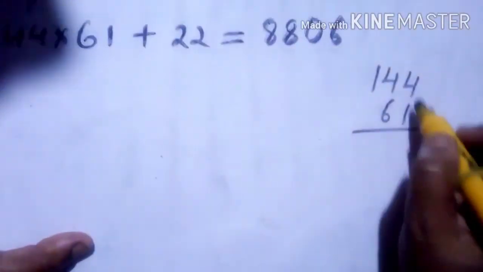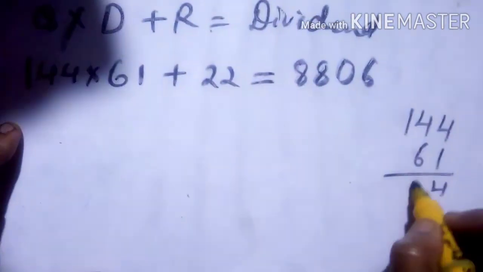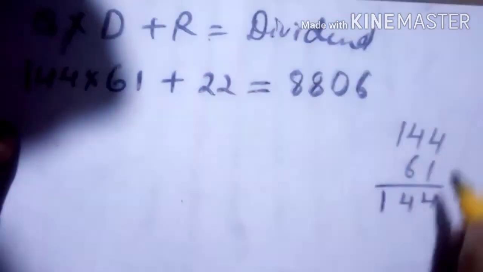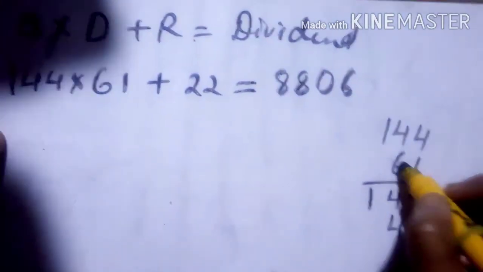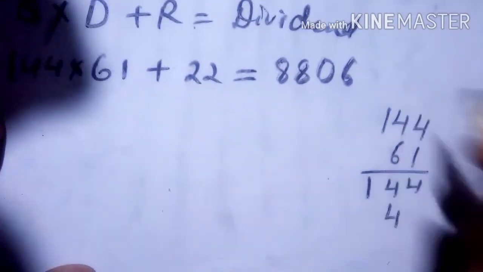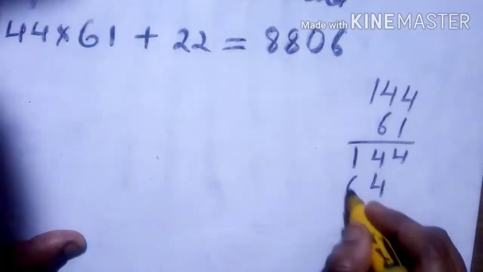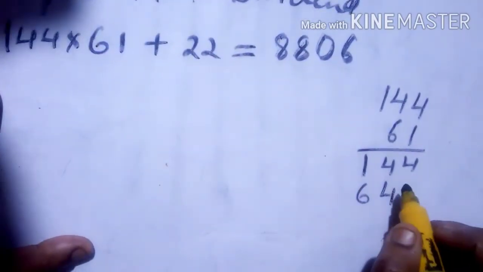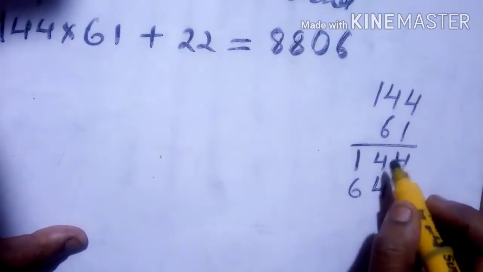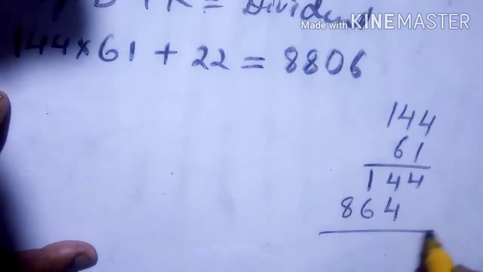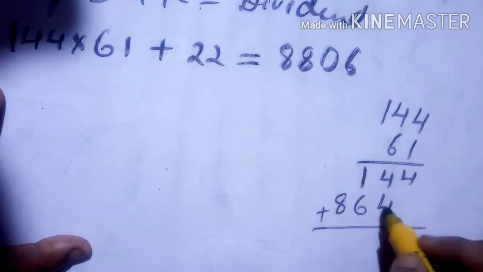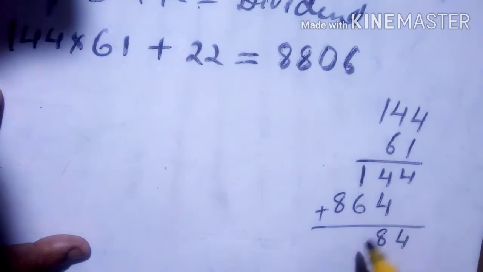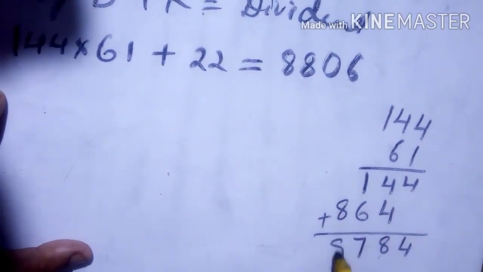So 4 into 1 is 4. 4 into 1 is 4. 1 into 1 is 1. 6 into 4 is 24, 2 carry 4. 6 into 4 is 24 plus 2, 26. 6, 2 carry. 6 into 1 is 6 plus 2, 8. Okay, now add. 4. 4 plus 4 is 8. 6 plus 1 is 7. 8.